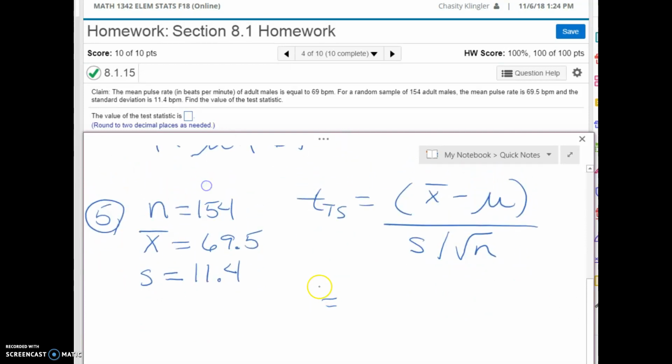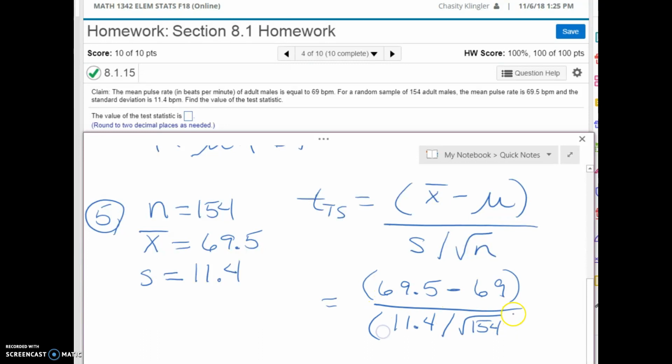So filling all those calculations in, I'm going to have 69.5 minus my population mean was 69. That's from the claim. Divided by 11.4 divided by the square root of 154. And then if I was punching this calculator, I'd put a parentheses around the whole bottom. So parentheses around your whole top divided by a parentheses around your whole bottom.